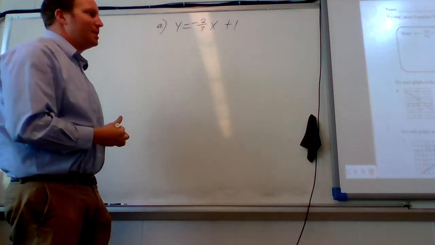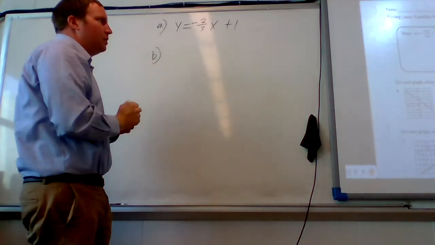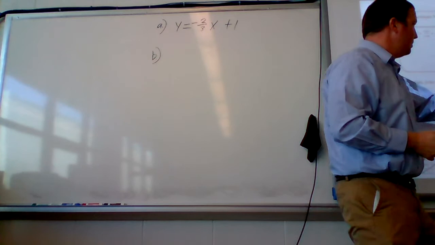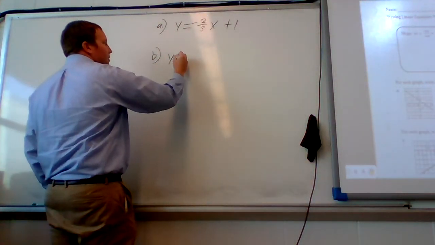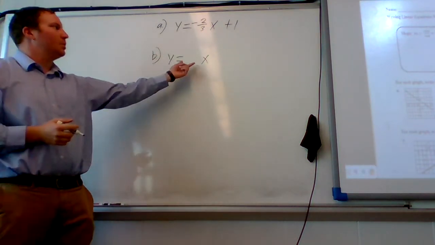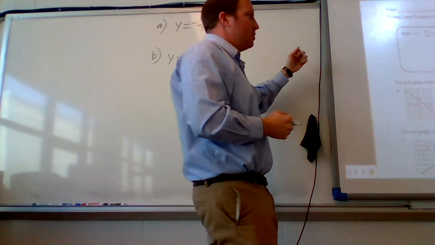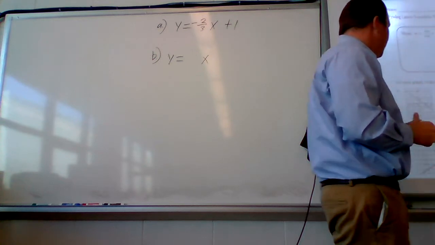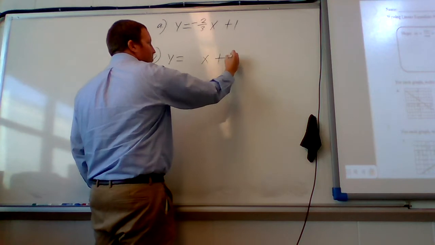So let's look at B. Again, we want to find our y-intercept first. So what is our y-intercept for B? Again, we want to start with y equals, we don't know our slope yet. We want to find our y-intercept first. So looking at B, where does it cross the y-axis? 1. So same thing as A, still plus 1.